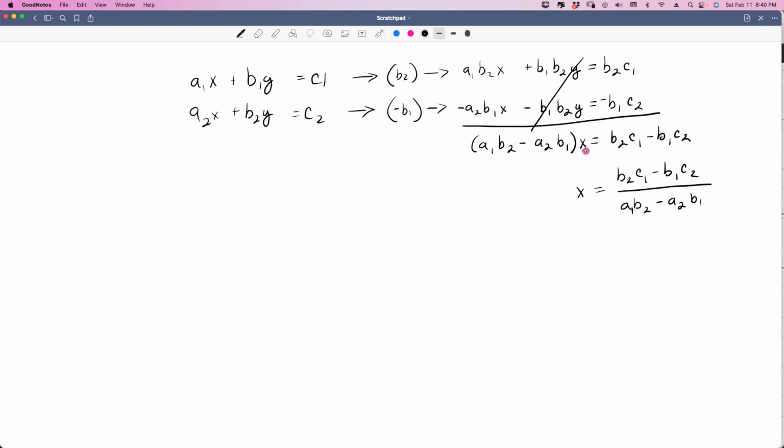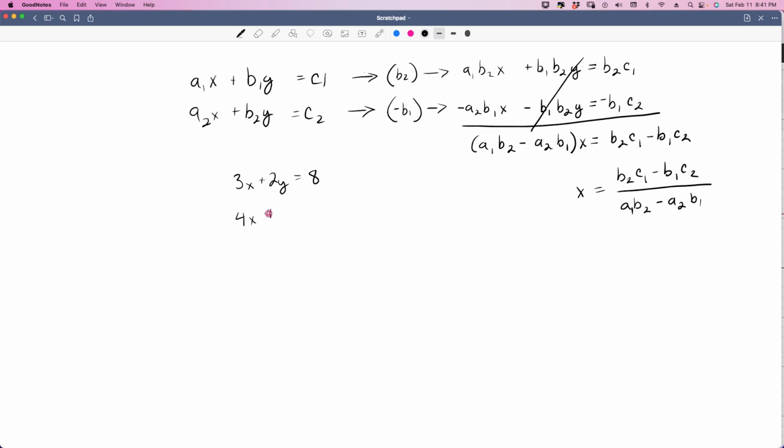So when we factored out x, because we wanted to solve for x, we've got a1, b2 minus a2, b1 times x equal to b2, c1 minus b1, c2. So all we did was we divided both sides by this factor that's being multiplied by x, and this is our final formula.